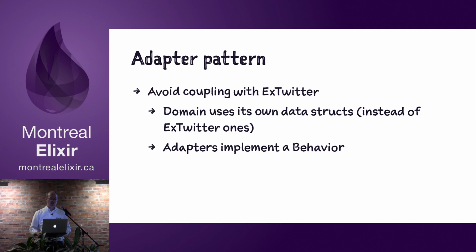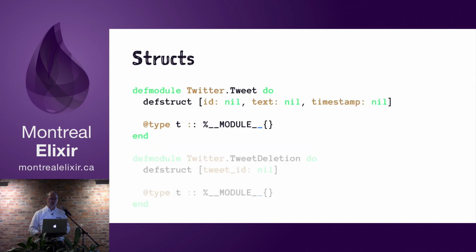So that's an example of a struct we need. We only need three things: the ID of the tweet, the text, and the timestamp. That's all we need for now. This is what our timeline will be using. And in the future, a tweet deletion, where you have the ID of the tweet that has been deleted.